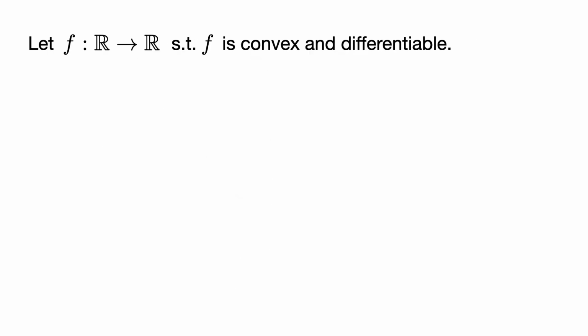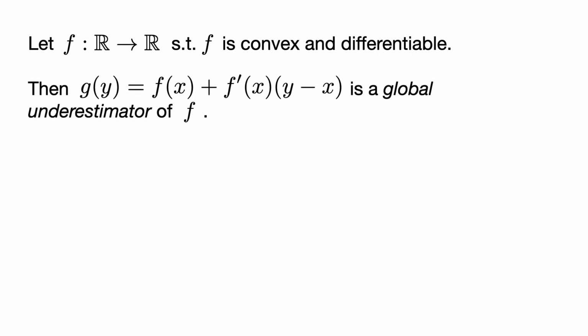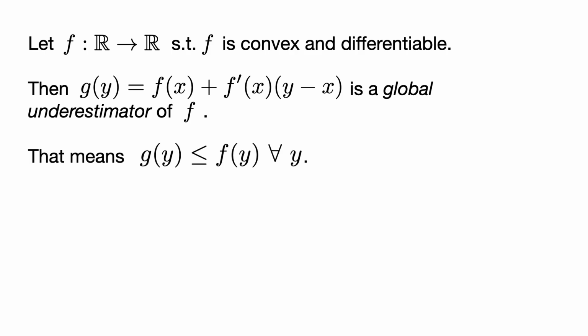Let f be a function that maps the real numbers to the real numbers such that f is convex and differentiable. Then g, which is a line approximating the function f locally, equal to f(x) + f'(x)(y - x), is a global underestimator of f. What does that mean? That means that g(y) is less than or equal to f(y) for all y. And here's an example.